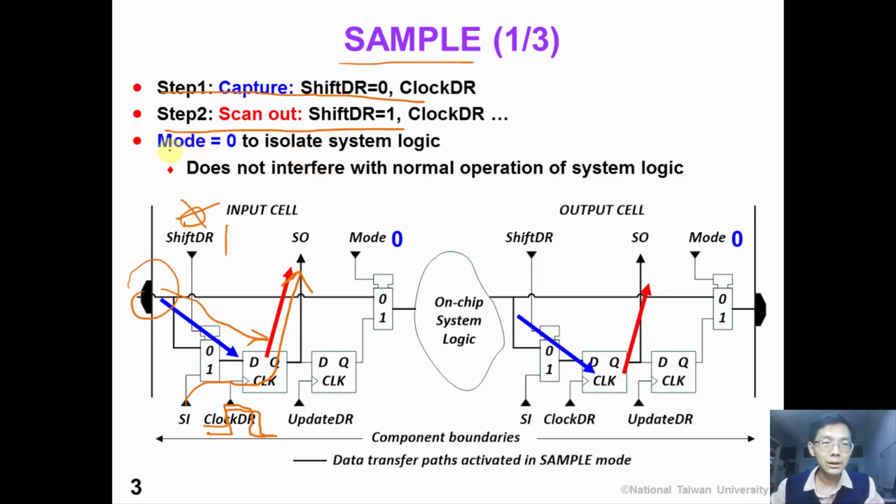Please note that during this instruction, mode is always equal to 0, so that the system logic is isolated from this sample instruction. We do not disturb the normal operation of the system logic. And the same thing happens here at the system logic output. We can also capture the value of the system logic output and shift them out for observation.